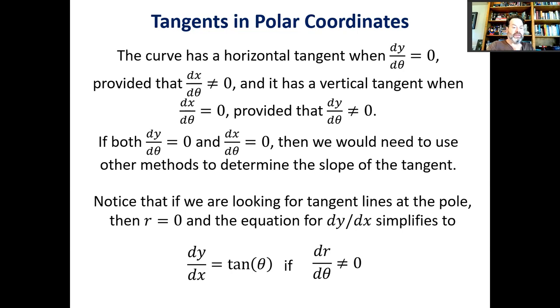And then there's one other thing that happens. If you're looking for tangent lines at the pole, r equals 0, which makes some stuff easy to compute. And what it does is it simplifies the derivative just to tan θ. And again, we cannot take a derivative at the pole if r is 0 and dr/dθ is 0. When that happens, we need other methods like L'Hopital's rule or something like that.